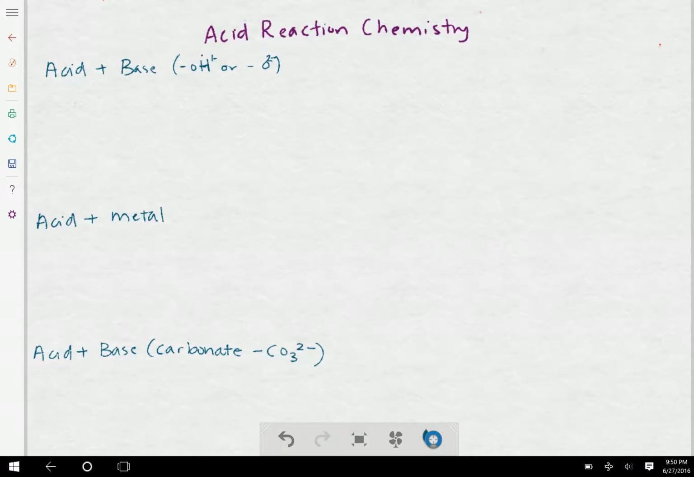We're going to talk about acid reaction chemistry. There's three main types of acid reaction chemistry: those where we have an acid reacting with a base, that's either a hydroxide or an oxide, acid reacting with a metal, or acid and a base that's a carbonate, a CO3 negative. Now, in each of these, there's specific products that we can expect to get out of them. So we're going to go through all of them.